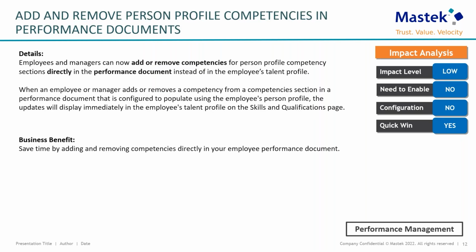The next one is about add and remove person profile competencies in performance document. So with this particular feature, employee and managers can now add or remove competencies directly in the performance document. So when an employee or a manager add or remove any competency from the competency section of the performance document that is configured to populate using profile, then it will immediately reflect in the employee's talent profile in skill and qualification page as well. So this basically is introduced to save time while adding and removing any competency directly in the performance document.